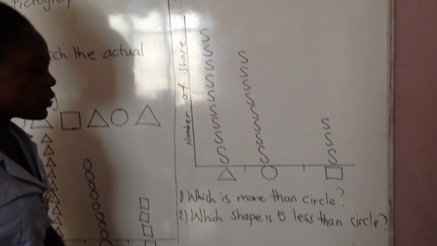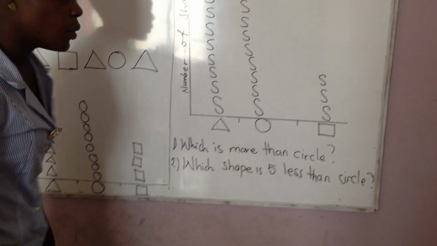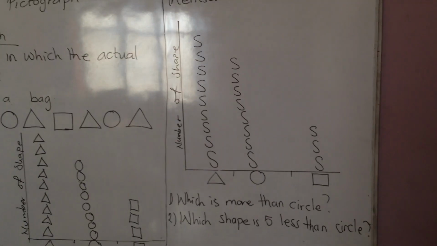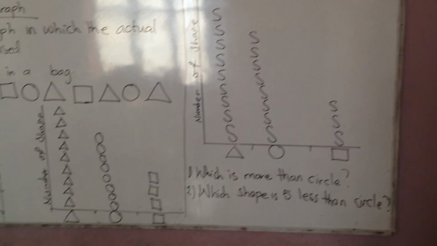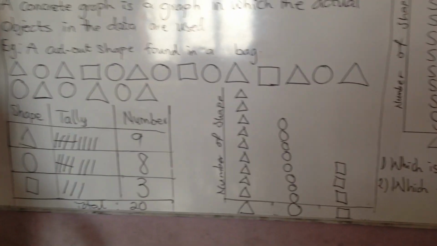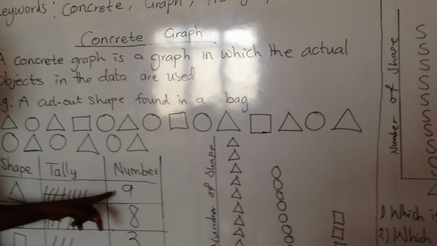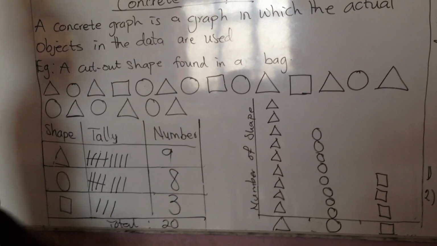Now let's come to the question. Which is more than circle? We know the number of circles that we have. That we have 8 circles. Now which of the shape is more than the circle? When we counted it, we have the triangle. The triangle has the highest number for the tally chart. So you write what? The triangle.